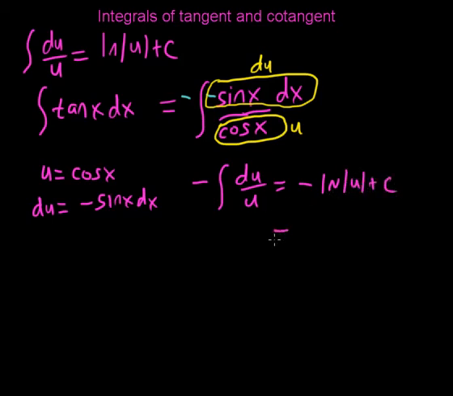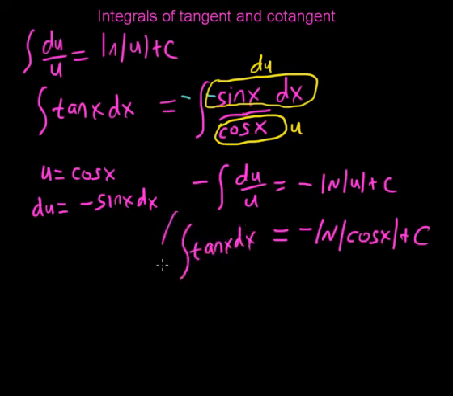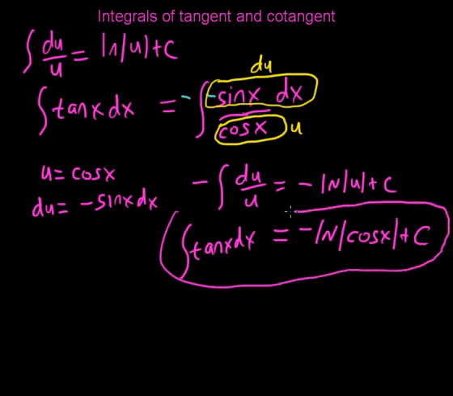And of course, the u is equal to cosine of x. This ends up being negative ln of the absolute value of cosine of x plus c. All right, and that's the rule that you need to have memorized, that the integral of tangent of x dx is equal to negative ln of cosine of x plus c. And of course, if we have a u in there, it would be the same thing, just being able to use u substitution for it. All right, let's move on to the next one.